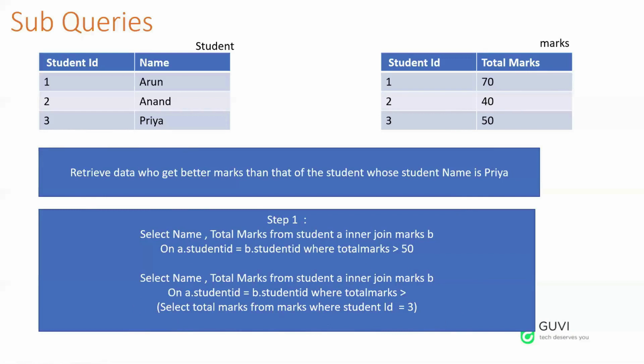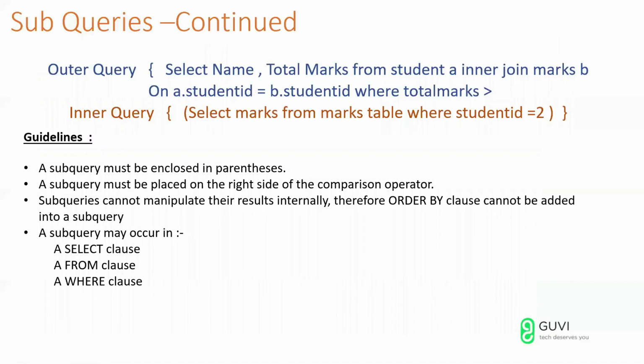So this is a way to write a query when you have been asked to do a comparison based on another table's value. The first thing we need to understand here is that in a subquery, there are two parts to it. One is an outer query and another one is an inner query. What is the outer query? Up to the condition total marks greater than, that is the outer query.